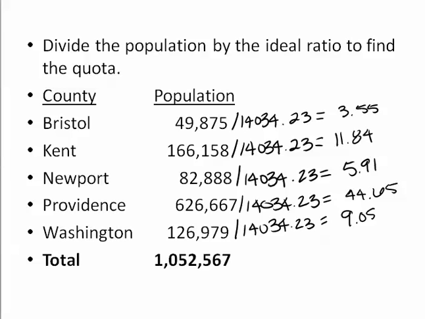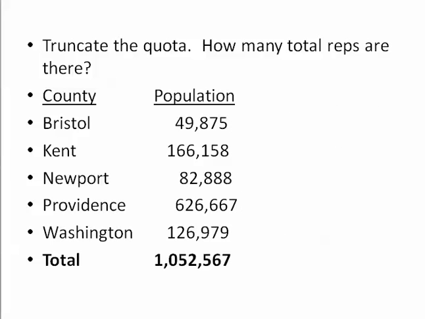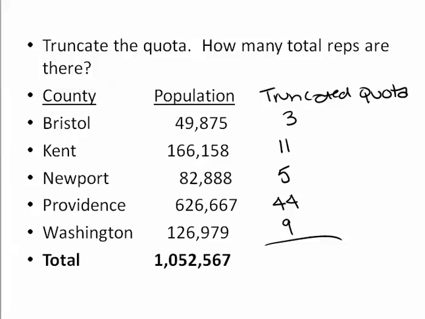So now we're going to focus on the Jefferson method. For the Jefferson method, we're going to truncate each of those answers from before. Truncate means that we're just going to drop everything after the decimal point. When I truncate, Bristol County will get 3, Kent would get 11 representatives, Newport 5, Providence would get 44, and Washington would be 9. Now when you add them all up, that gives us a total of 72 representatives.